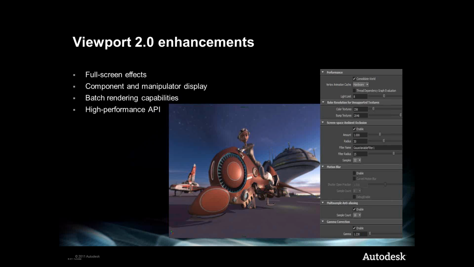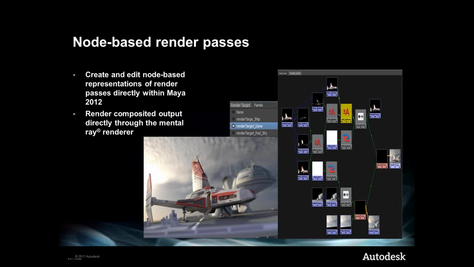Together with batch rendering capabilities. So again, these are just a few in relation to just the viewports. In regards to node-based render passes, what you are now able to do is create and edit node-based representations of render passes directly within Maya and render the composite output directly through Maya's Arnold render.